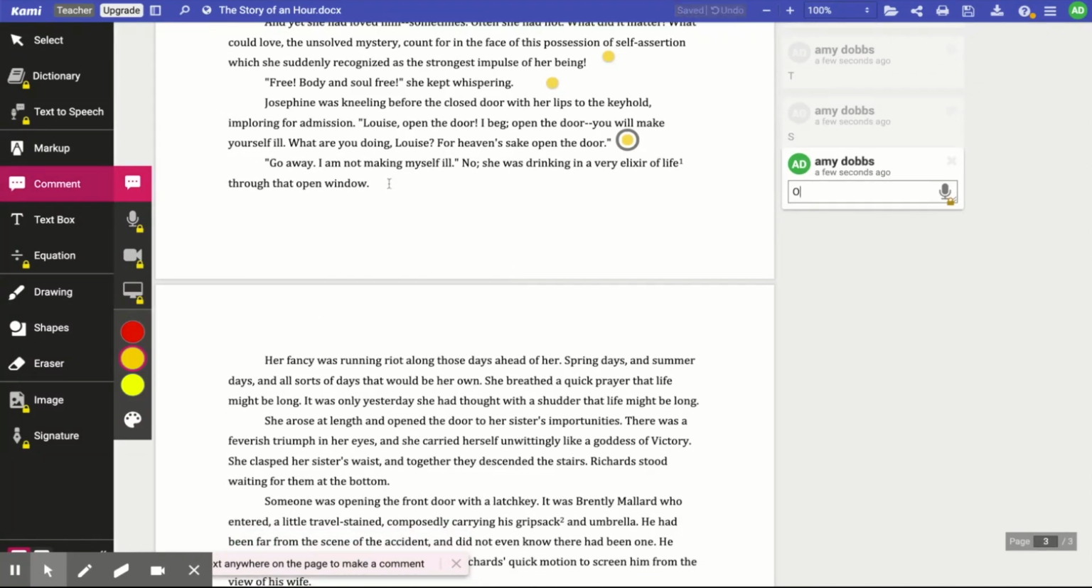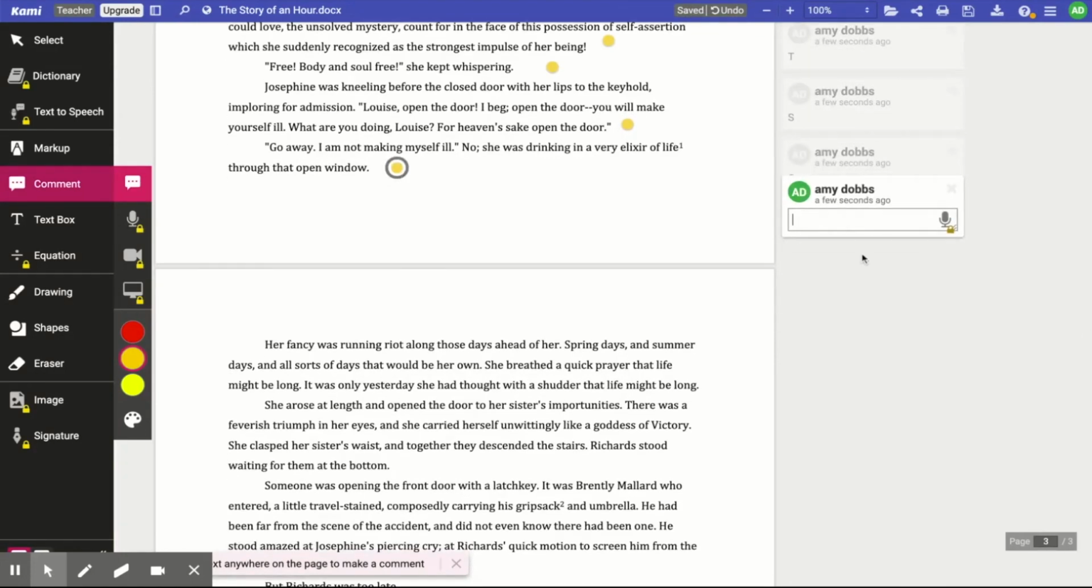This is the only other time right here that Mrs. Mallard speaks. Or it's different because she has been talking to herself. And notice that she was saying free, and now she's saying go away. "I am not making myself ill." No, she was drinking in the very elixir of life through the open window. So she speaks in opposites, either free, open, or closed. Go away, and she's argumentative.